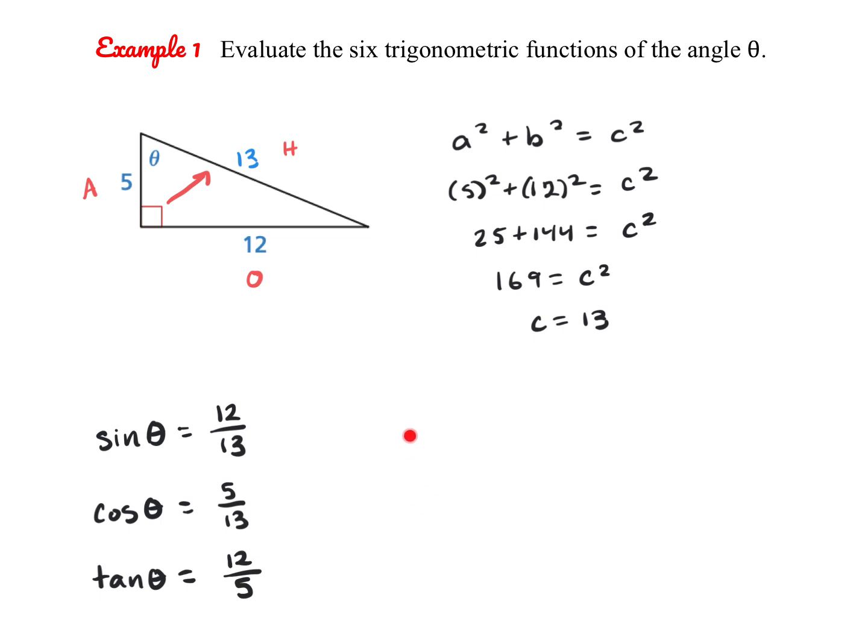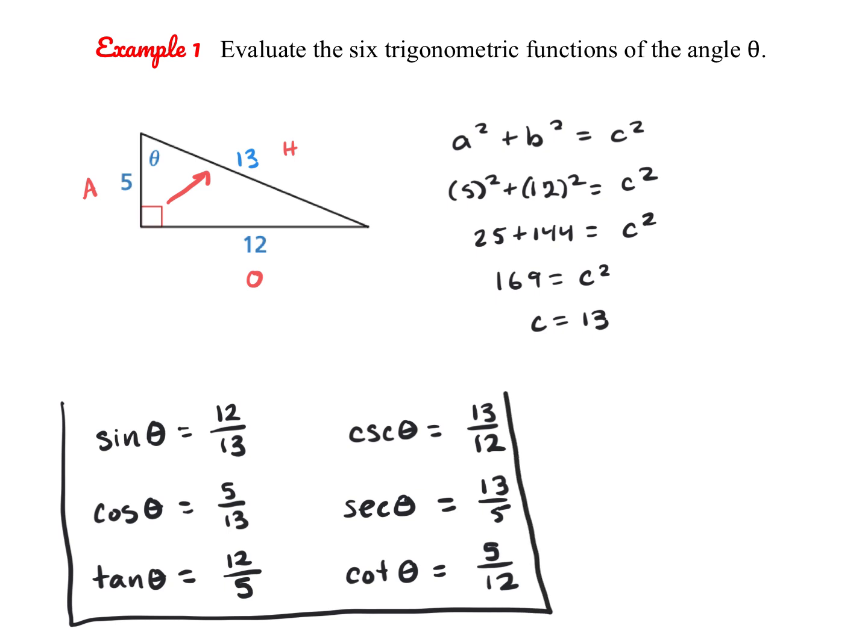Now, for the 3 reciprocal functions, I'm going to put cosecant theta right next to sine because they are reciprocals of each other. So if the sine of theta is 12 over 13, then the cosecant of theta is 13 over 12. And secant is going to go right next to cosine. I'm going to do the reciprocal of 5 over 13, which is 13 over 5. And cotangent theta will be the reciprocal of tangent of theta, so it'll be 5 over 12. So there's our 6 trigonometric ratios of theta.